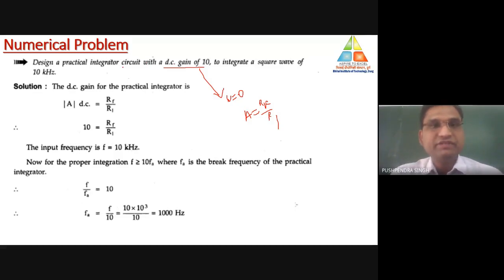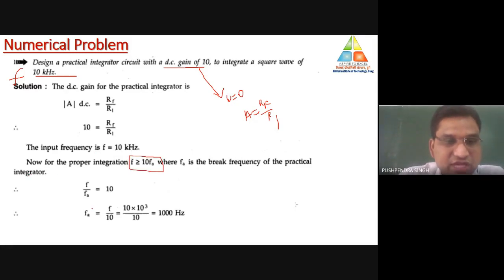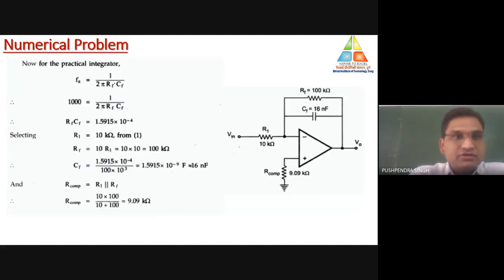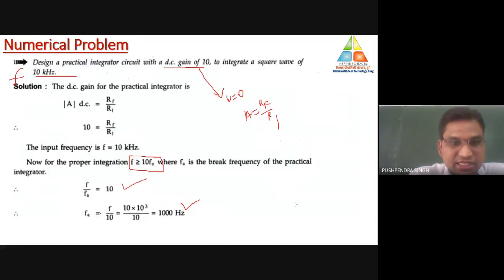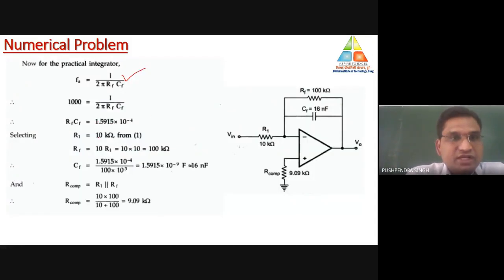For this question, we need to design a practical integrator circuit to integrate a square wave of 10 kilohertz. So the value of f is equal to 10 kilohertz. For proper integration, the value of f should be greater than or equal to 10 fa. So f by fa is equal to 10. So from there, fa is equal to 1000 hertz. Now substitute the value in fa. fa is equal to 1 by 2 pi Rf Cf. Already we have calculated f is equal to 1000, so 1000 is equal to this one.